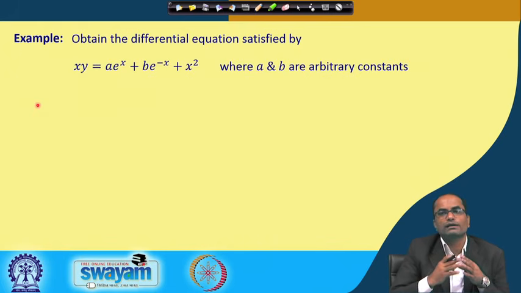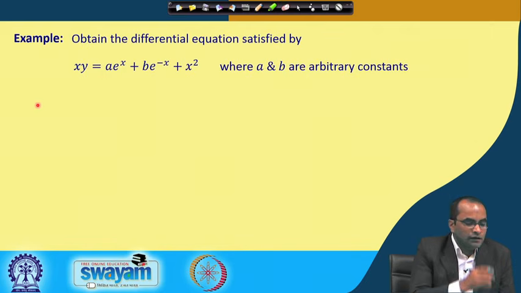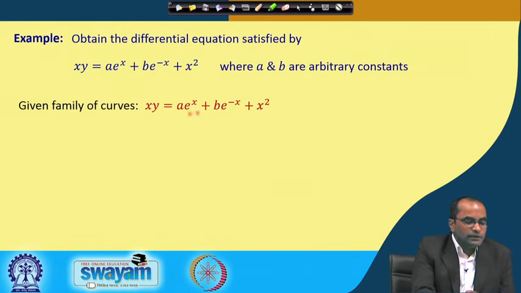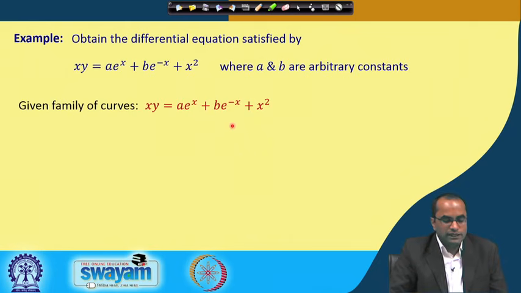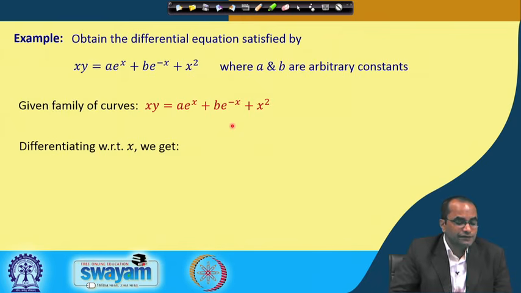Out of this 2 parameter family of curves, we are expecting that the corresponding differential equation will be a second order differential equation when we try to eliminate these 2 constants from the equations after taking the derivative of this relation. So, here the given family of curves, we have x y is equal to a e power x plus b e power minus x plus x square, and if we differentiate this with respect to x, what we get.